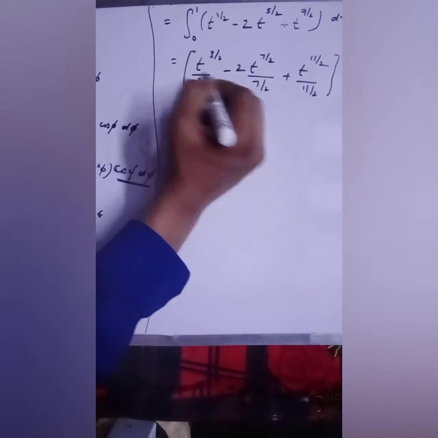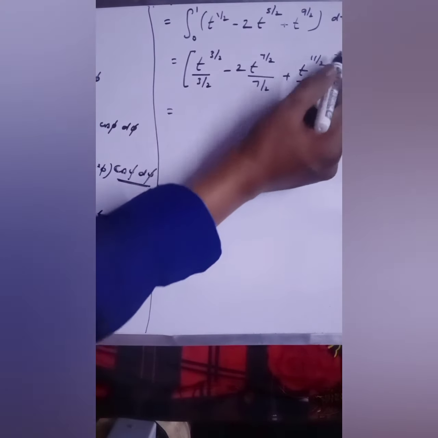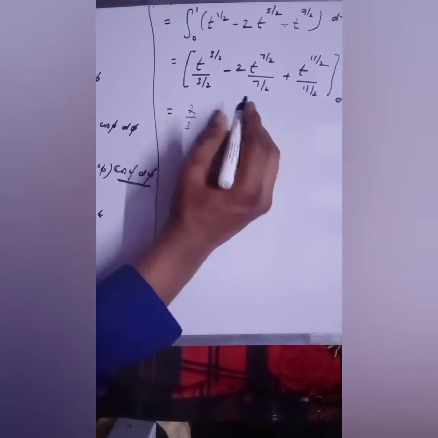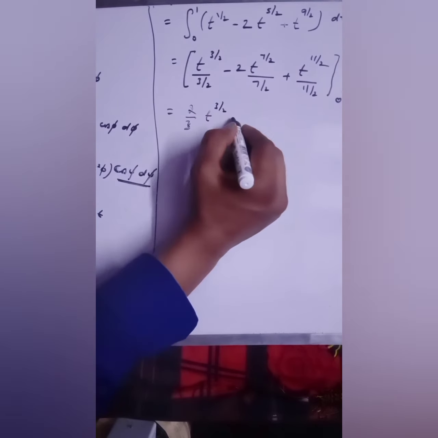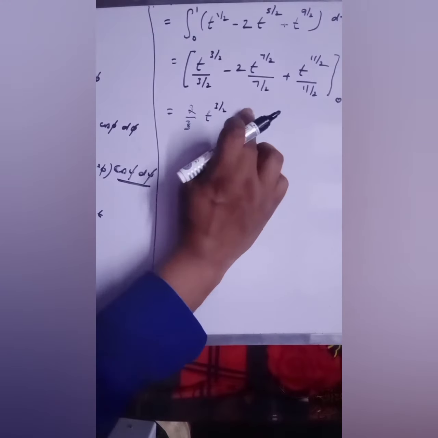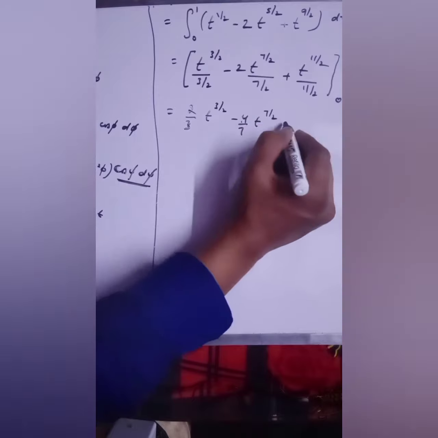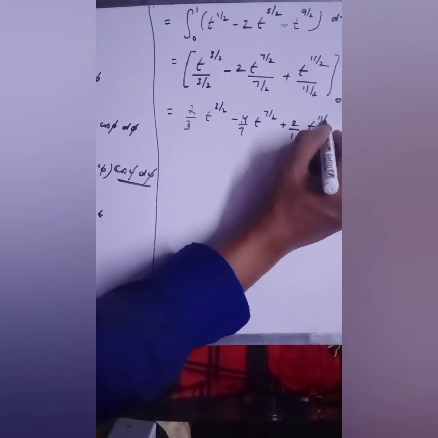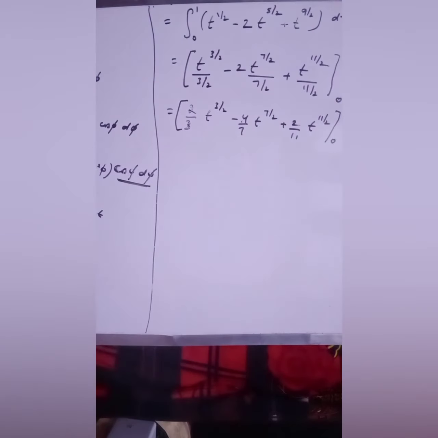and then put this limit. Okay, so just put 1 here, and this will be the reciprocal. I can write this 2 by 3 t raised to power 3 by 2 minus 2, this would be 4 by 7, and t raised to power 7 by 2 plus 2 by 11, and t raised to power 11 by 2, and this whole to the power 0 and 1.